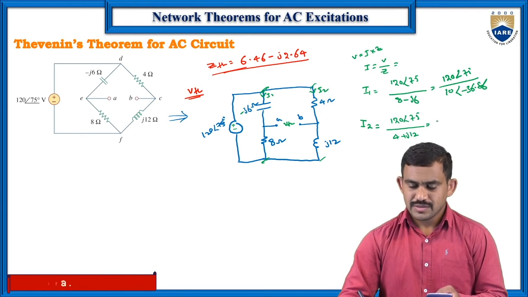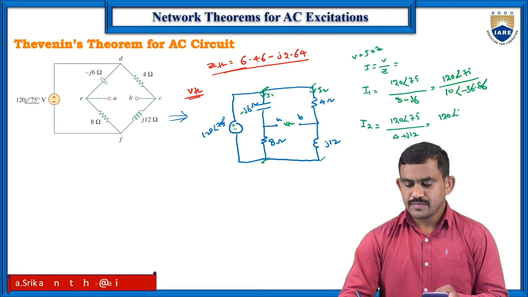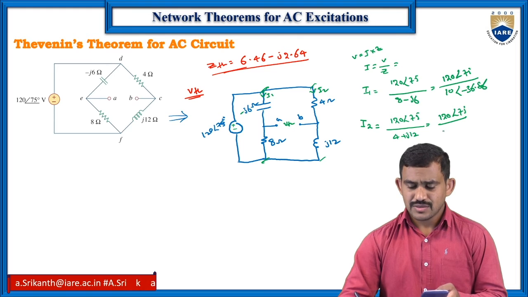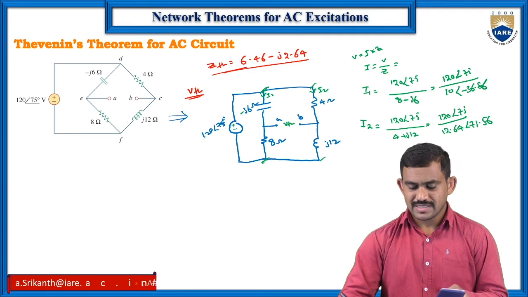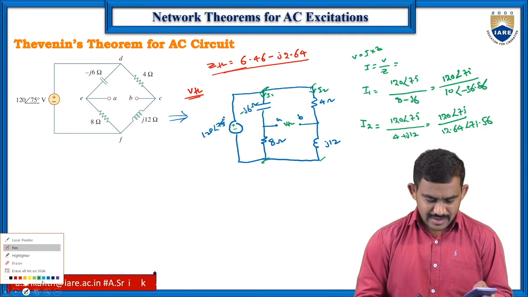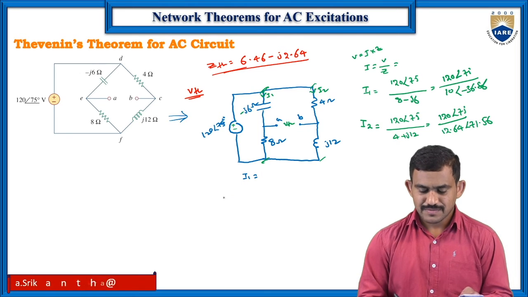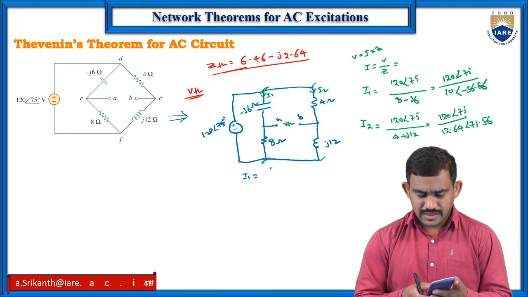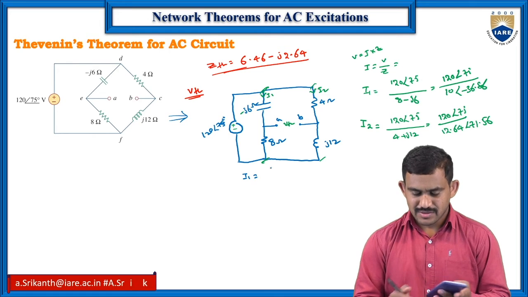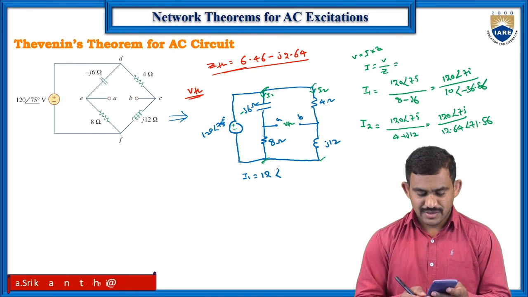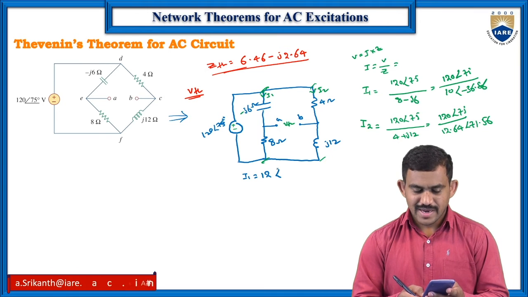So the value is 120 angle with 75 as it is, and here the value is 12.64 angle with 71.56. Now your I1 I2 values. Coming to I1, the value is 120 divided by 10, so 12 angle with 75, and minus into minus gives plus.